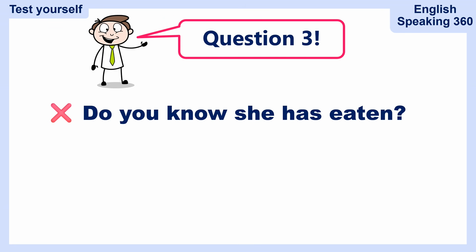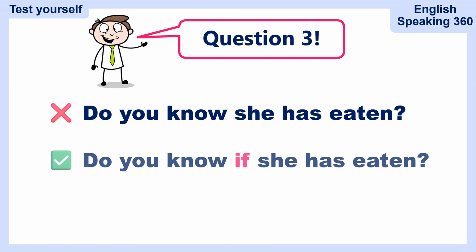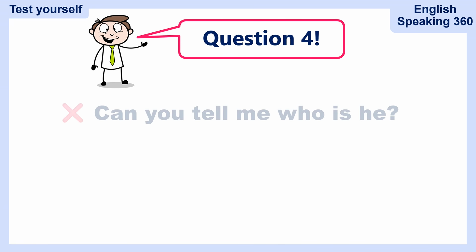Question 3. Do you know she has eaten? You should be able to correct this one easily. Do you know if she has eaten? You need if when it is a yes-no question. 1 point. Question 4. Can you tell me who is he?